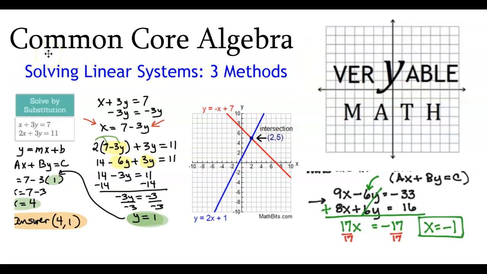Hello students, in this video I'm going to be showing you how to solve linear systems, systems of linear equations, using three methods. One method is the substitution method, where we substitute the value of one variable into another equation. The second method is the graphing method, where we graph two lines and find their point of intersection. And the third method is the elimination method, where we find two opposites or inverse terms and eliminate them in order to make the equations easier to solve.